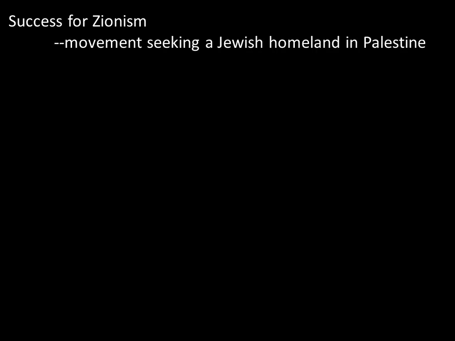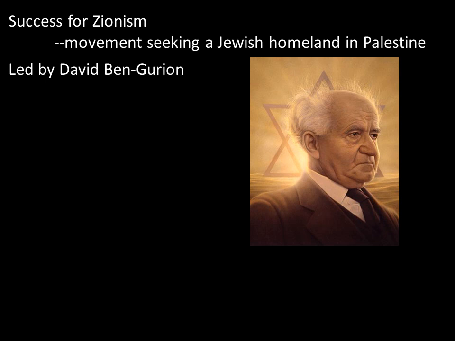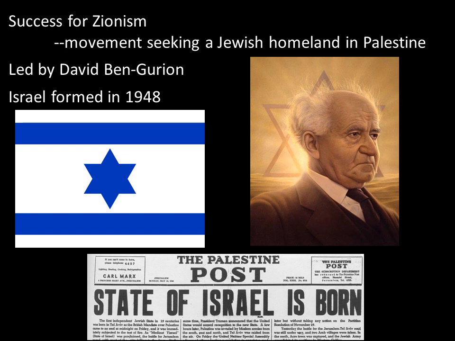Zionism considers this a success. Zionism was a movement seeking a Jewish homeland in Palestine, and that's what this would do. The Zionist movement was led by David Ben-Gurion, who had been supporting this idea since the early 1900s. In 1948, you're going to have the formation of Israel. Brand new country, Israel.